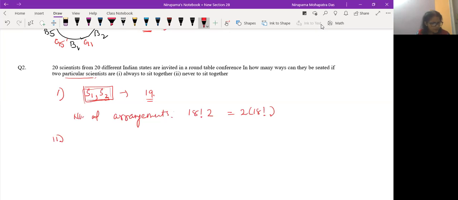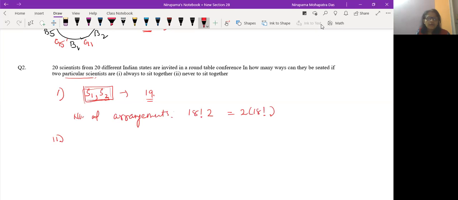In the second part, what you have to see is in how many ways they can never sit together. Just like in the linear permutation case, if they never come together, it means step 1: without restriction, what is the total number of arrangements? Next, in how many ways the two particular objects will be together. Then you can take the difference. That will give you the two particular things never come together.